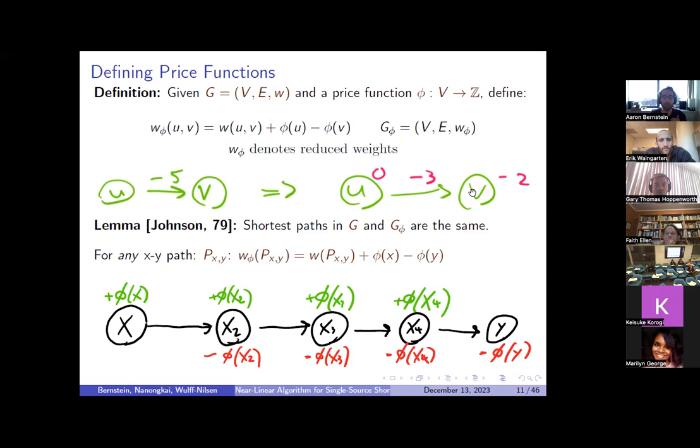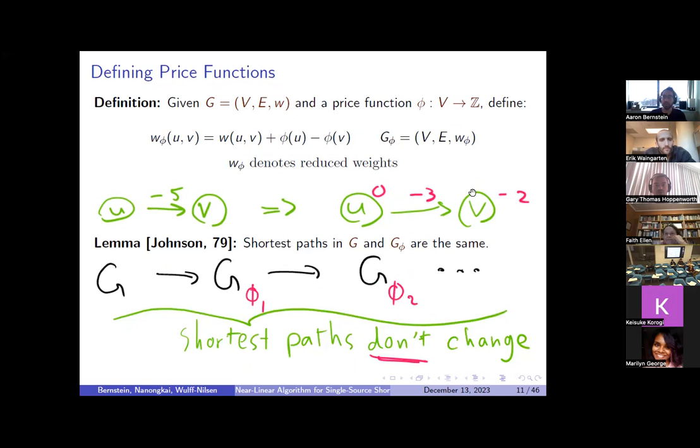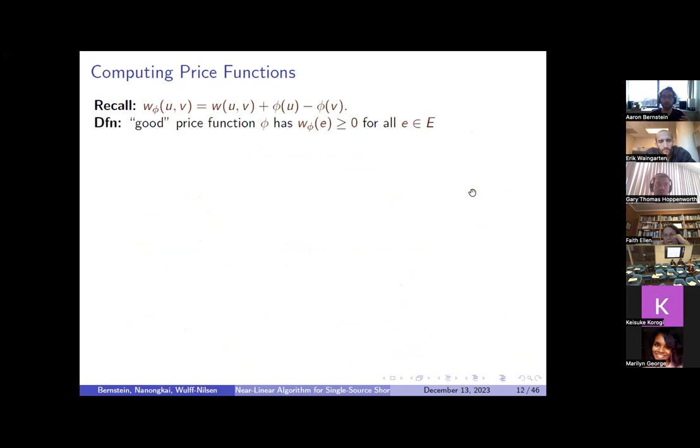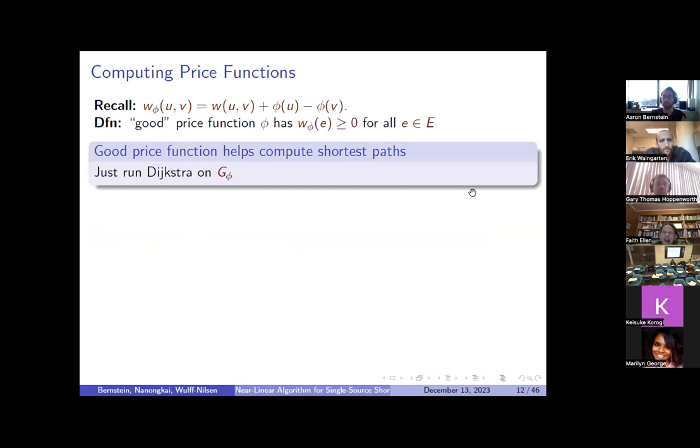Okay, so price functions are nice, and we're going to take advantage of the fact that we're just going to keep defining price functions and changing the graph by these price functions. And the point is the shortest path structure never changes from this. So you can define any price function phi, but the whole reason we're doing this is because our end goal is to find a price function such that all of the edges become non-negative. Because if you can find such a price function, then you're done. Then you take this graph g phi and you just run Dijkstra's on g phi, and that gives you shortest paths.